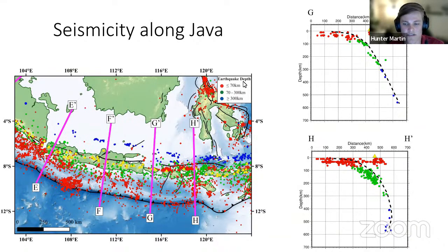Cross-section H to H prime records a strong Benioff zone that extends to nearly 600 kilometers. The dip of the subducting slab has increased here substantially to nearly vertical. The zone of aseismic activity is now between about 300 kilometers and 400 kilometers. And shallow seismic activity has dramatically increased with numerous clusters of shallow seismic activity in what appears to be the forearc and some seismic activity in the back arc as well.